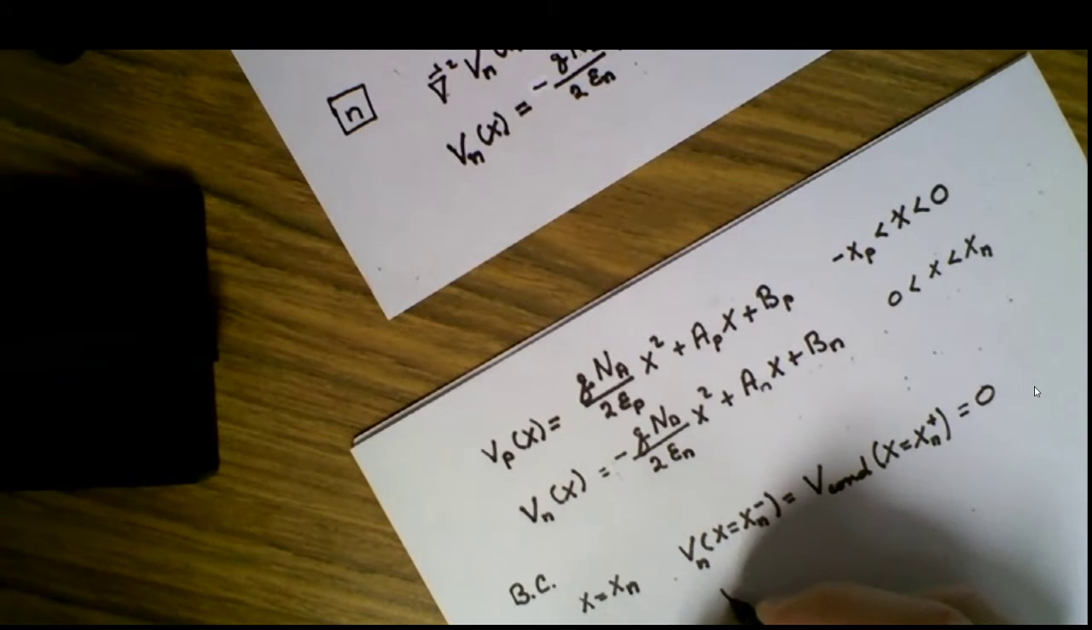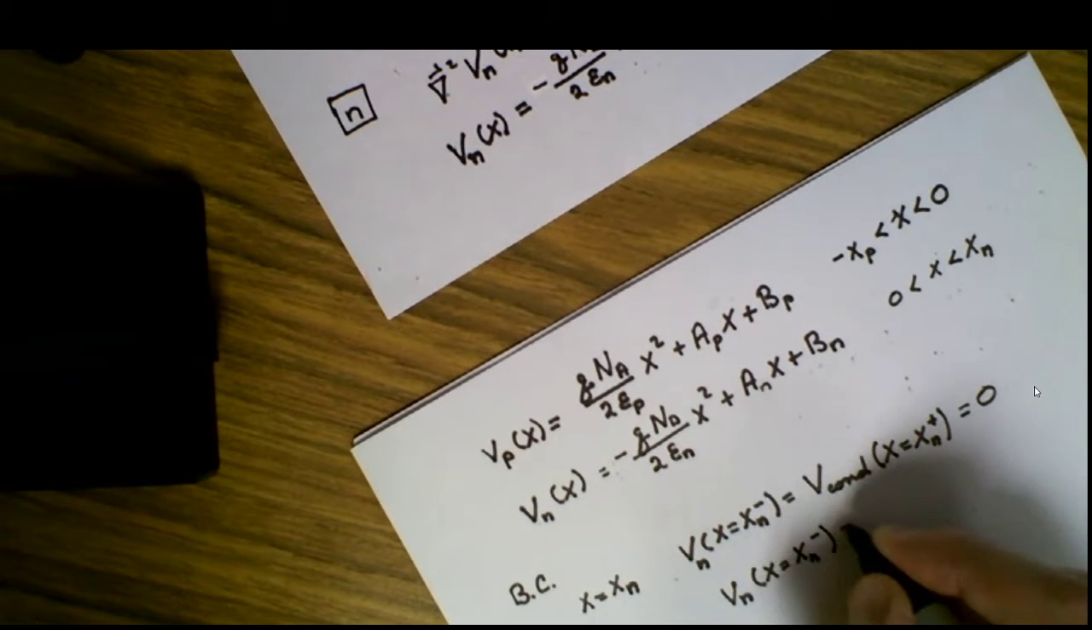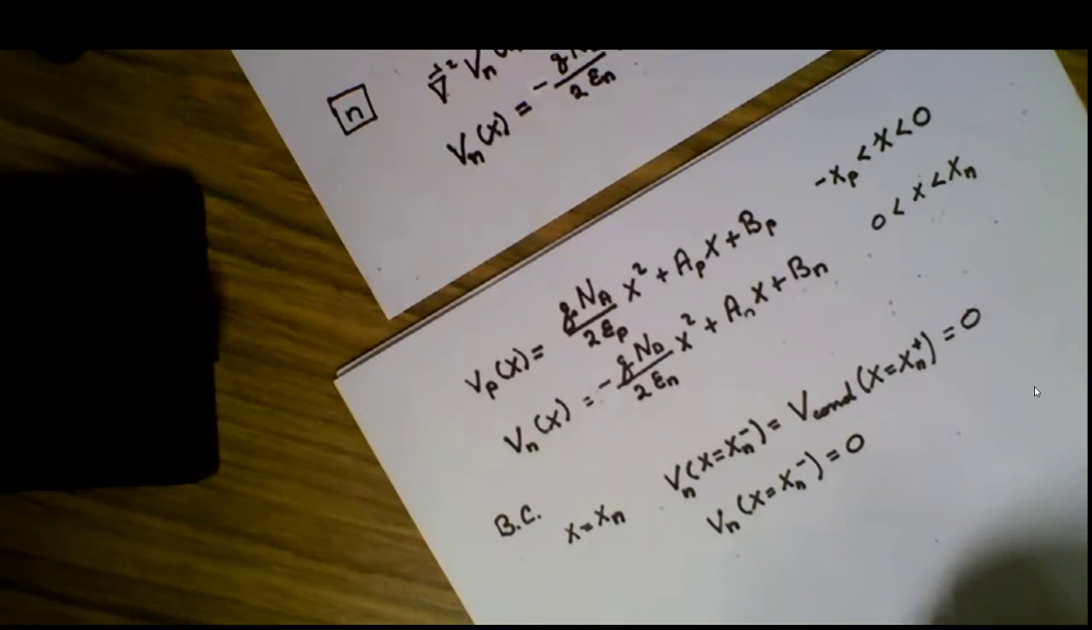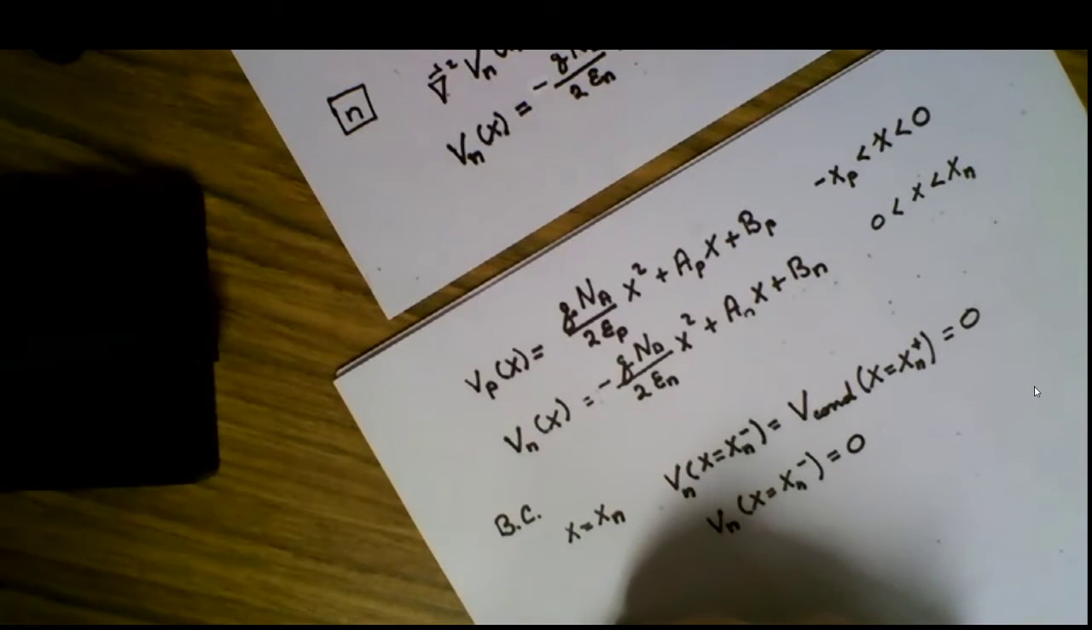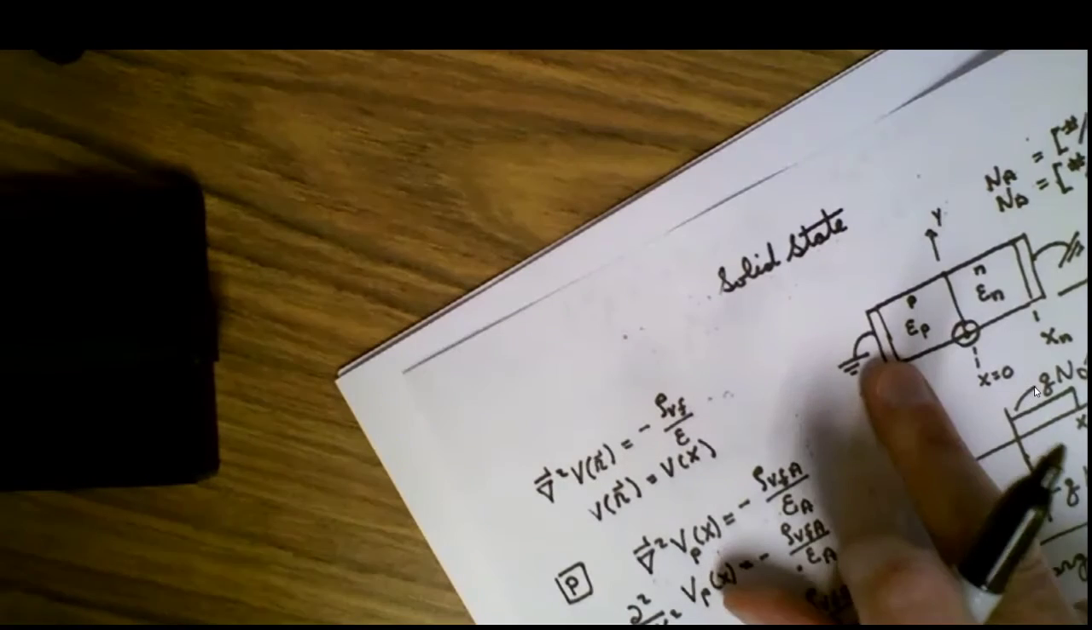Therefore, the potential in our n material at x is equal to x sub n minus must be equal to 0. That's one boundary condition. We have a similar boundary condition at x is equal to minus x sub p, and that too is grounded.